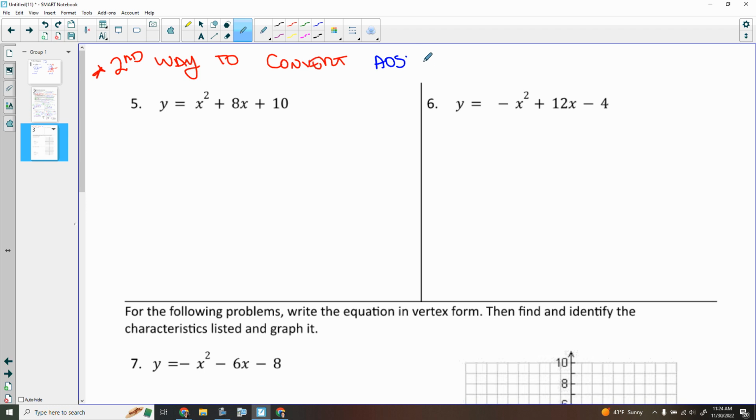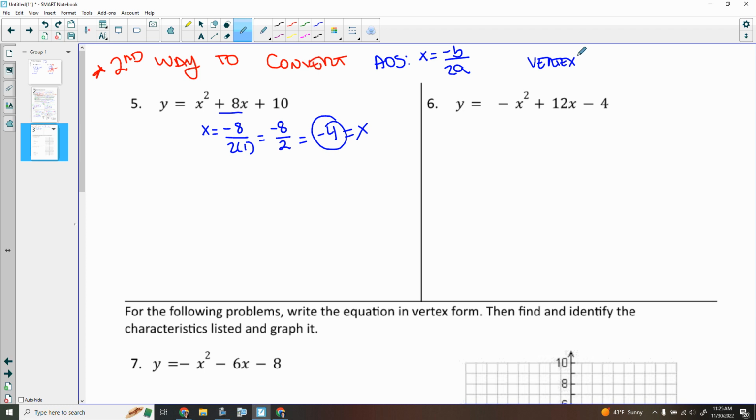is found by negative b divided by 2a. So if my b here is 8, negative b, negative 8 over 2 times 1, which is negative 8 over 2, which is negative 4. This is my x value. Okay, and then how did we find our vertex?